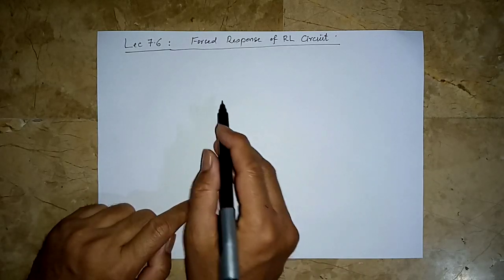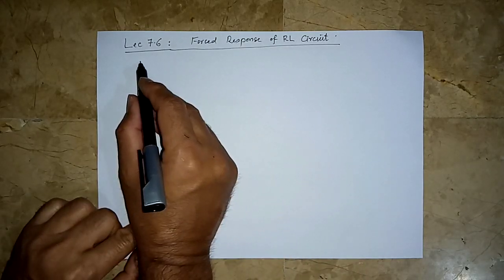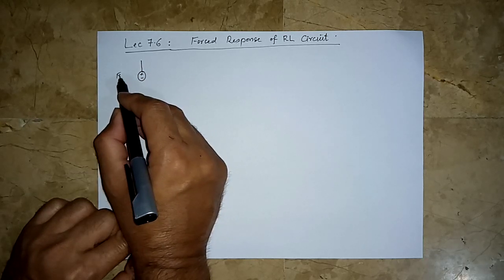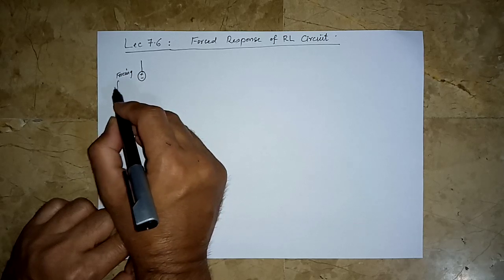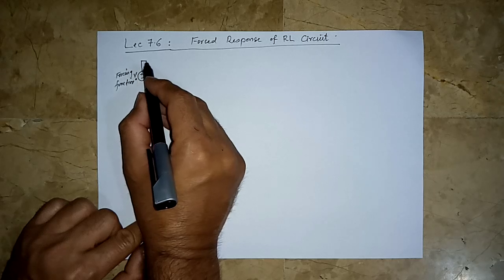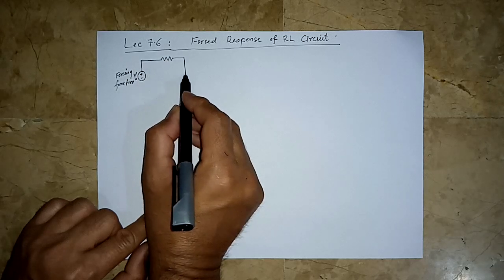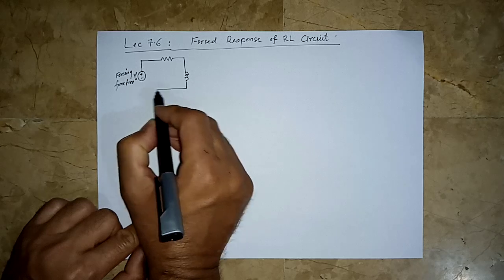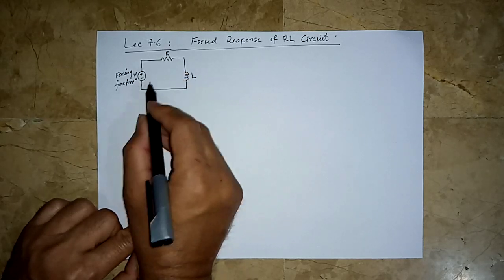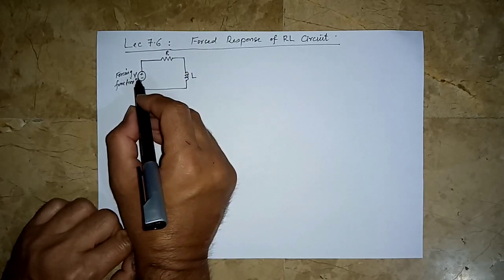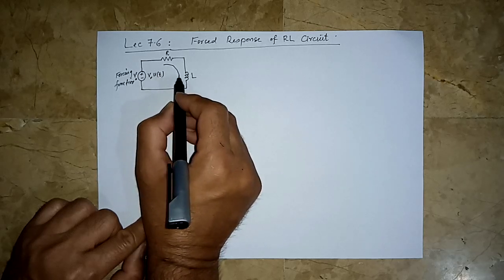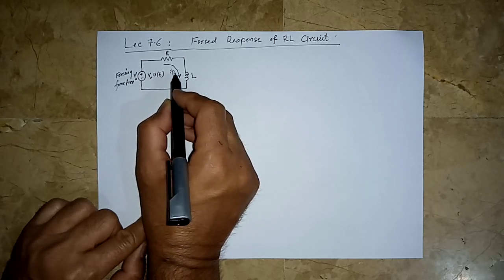So in this video, I am going to discuss the forced response. This is the forcing function, and we have an RL circuit. We want to see how the RL circuit behaves when there is a forcing function present. Let us write it as V naught u(t), and we are trying to find the current through the inductor.